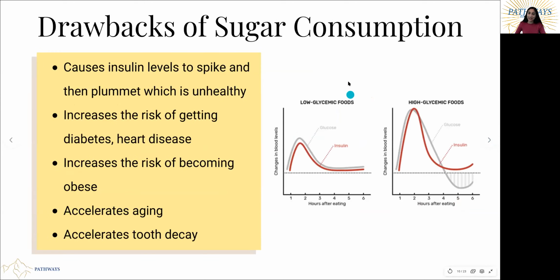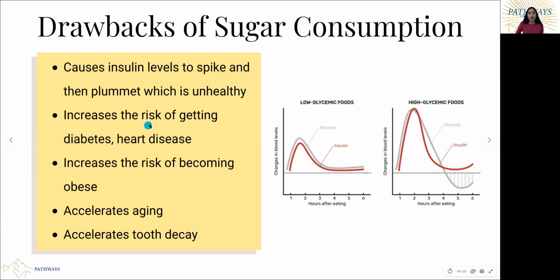But there are also drawbacks to sugar consumption, and that's why we're making this presentation. So like we were saying earlier, it causes insulin levels to spike and then plummet, which is extremely unhealthy. Insulin is a hormone in your body that regulates your blood sugar levels. So when you eat a sugary meal, your body will release insulin to lower that blood sugar and keep it at a baseline level. So if we look at low glycemic foods here, which would be like the fruits we were talking about, the natural sugars, the spike in insulin is low. But if we look at high glycemic foods, which are the cakes and the soda, it causes a really, really large spike in insulin. Oops, let's go back.